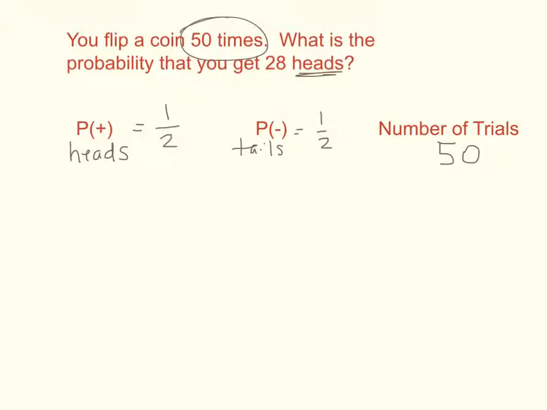So last time we had a series of 1/6 and 5/6. This time we have a 1/2 for heads and a 1/2 for tails. How many heads will we need in this probability?